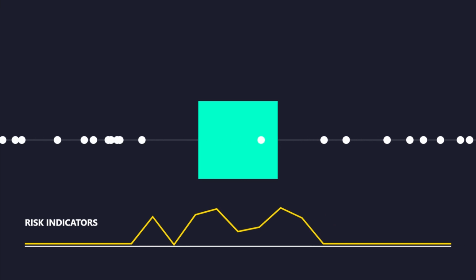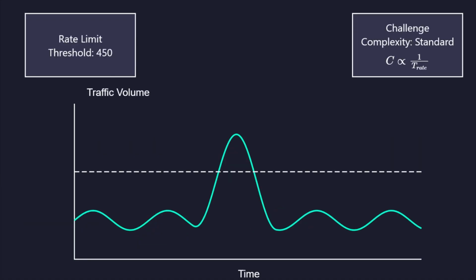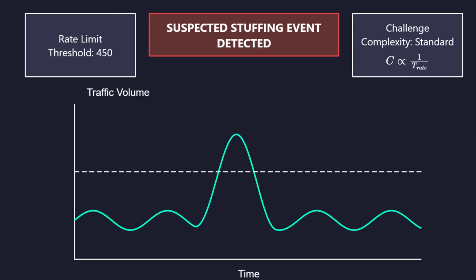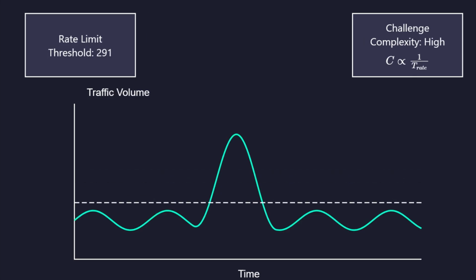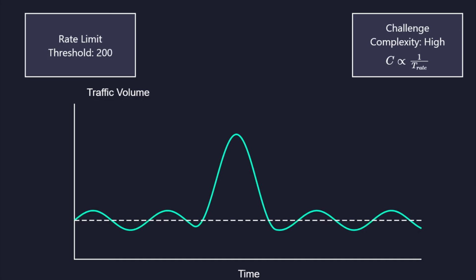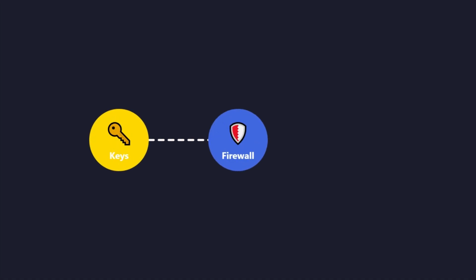Implement dynamic security levels that only escalate when specific risk indicators are met, ensuring a frictionless experience for your most valuable and trusted customers. Adjust your defense posture automatically based on current attack levels. During a suspected stuffing event, you can temporarily lower your thresholds for rate limiting and increase the complexity of cryptographic challenges for all non-logged-in users.